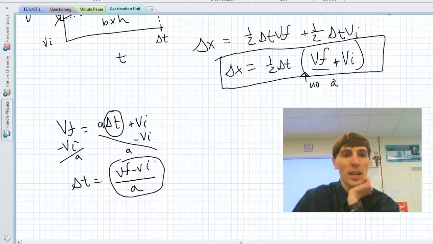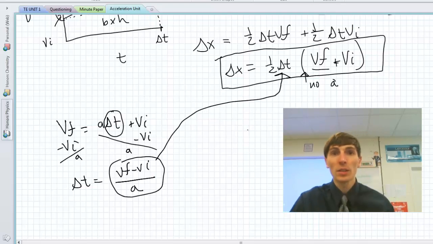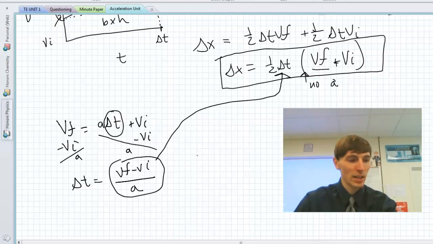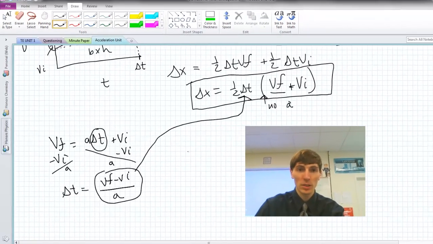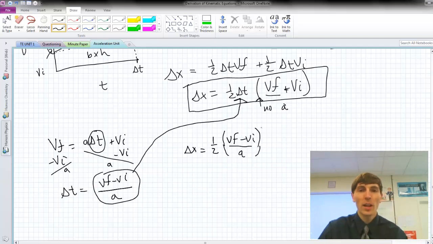So what I'm going to do is take this and plug it into this equation here and do a little substitution. I'm going to rewrite what this is going to look like. Delta x is equal to 1/2, and I'm going to plug in that whole big term, vf minus vi, all over a. So I'm doing a substitution here. And then I'm going to multiply that by vf plus vi.